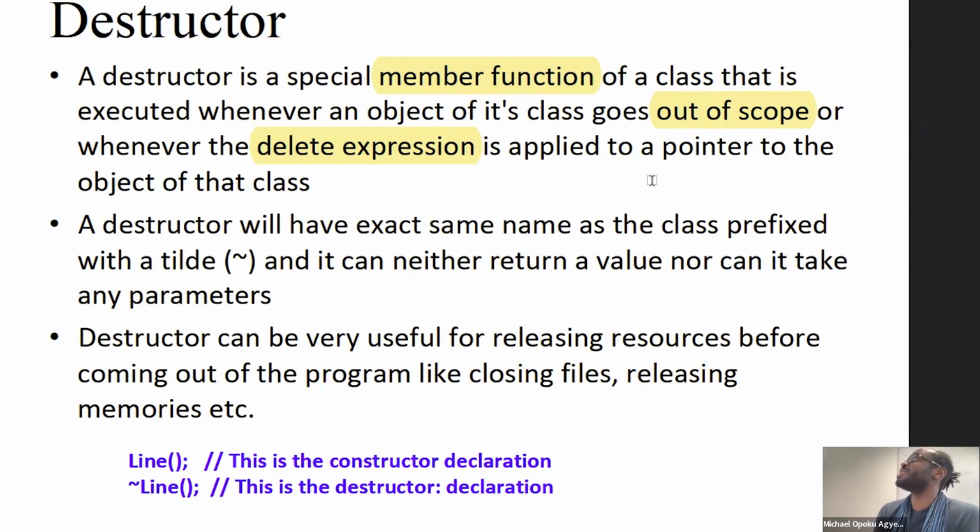Good. So a destructor is pretty much similar to the constructor. They both have the same name as the class, but the destructor is preceded with a tilde sign. The tilde sign just shows that you're actually getting rid of something. They can be really useful, especially if you are coming out of the program, closing a file, or releasing memory.